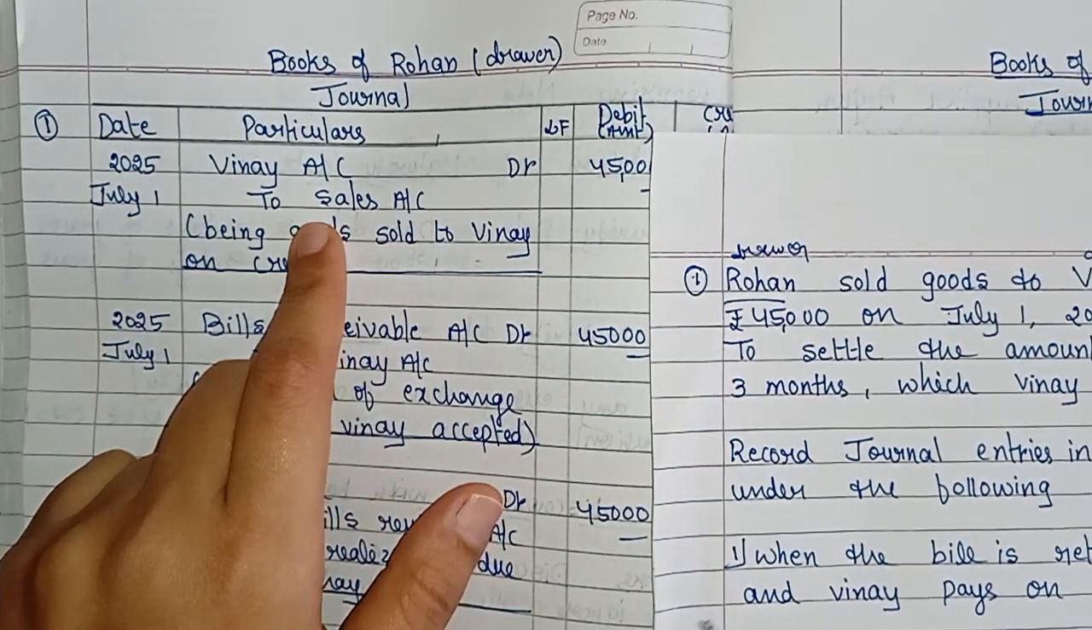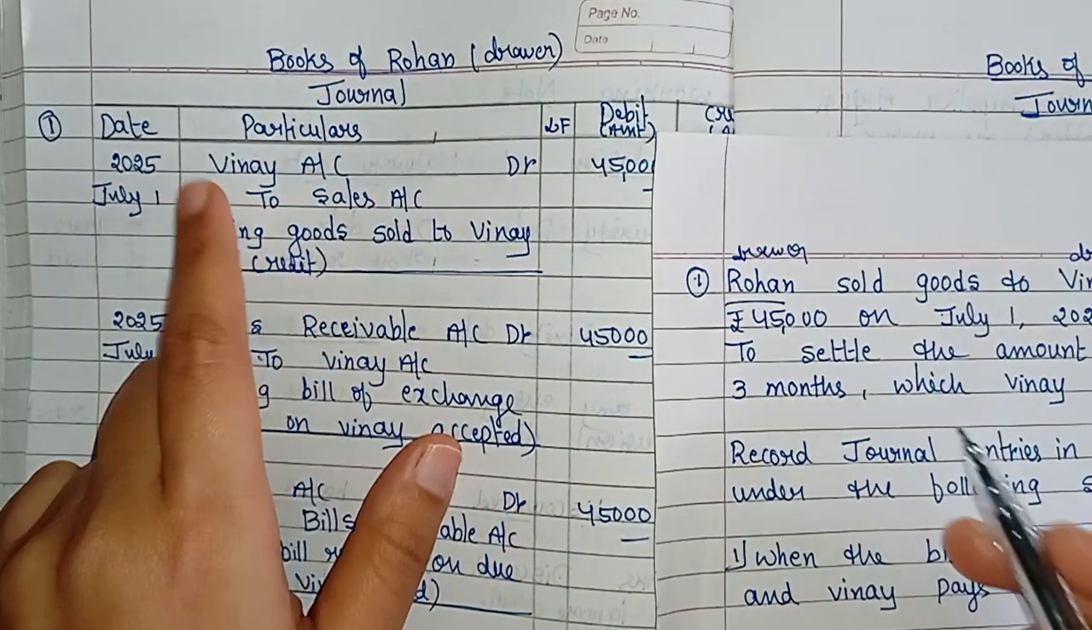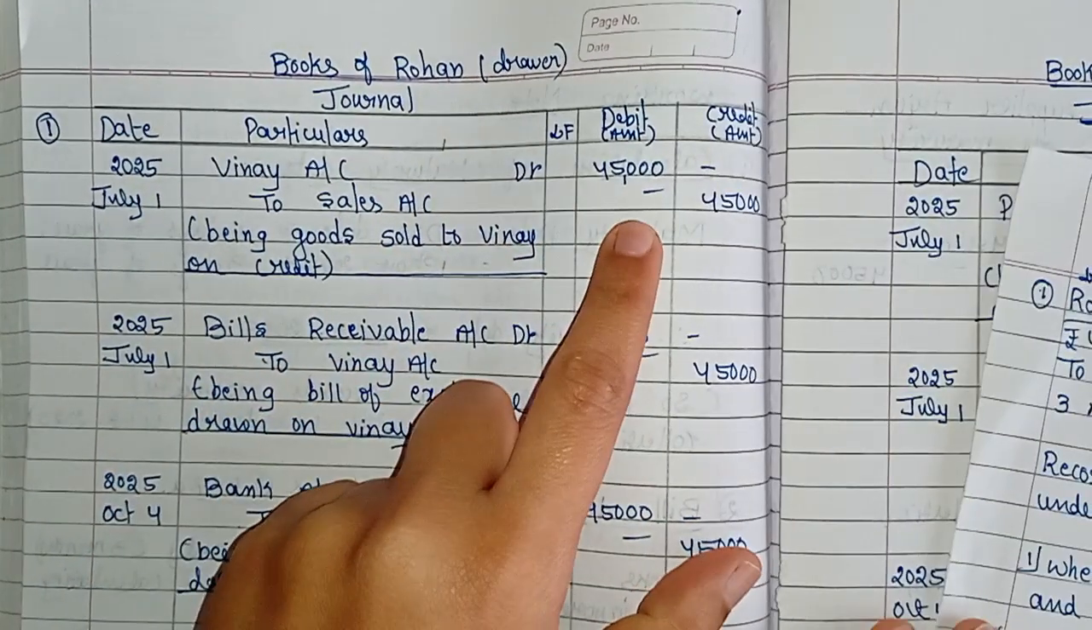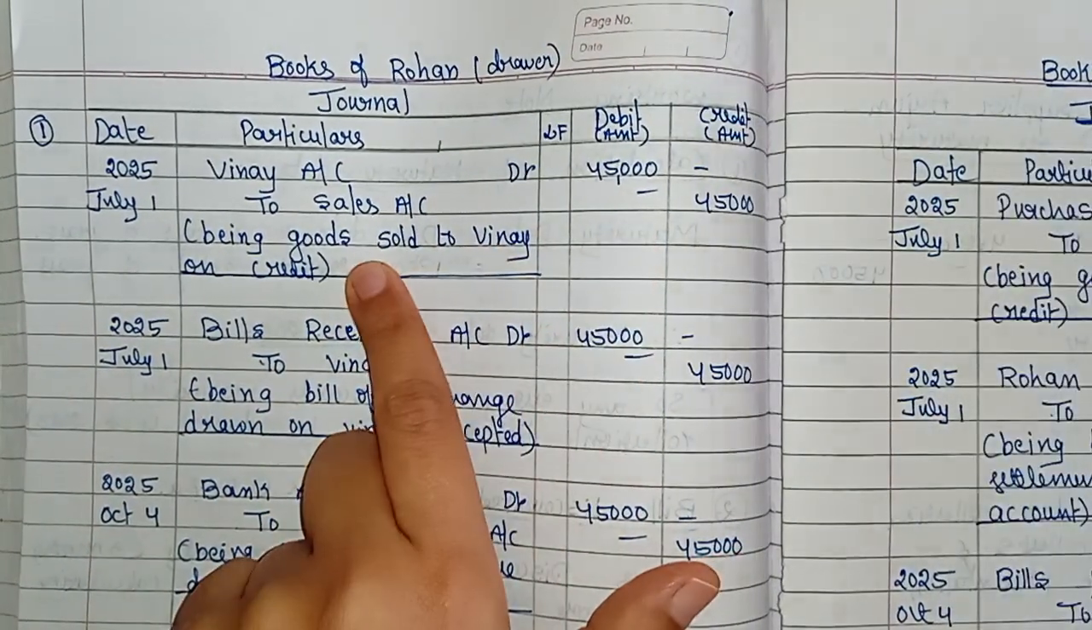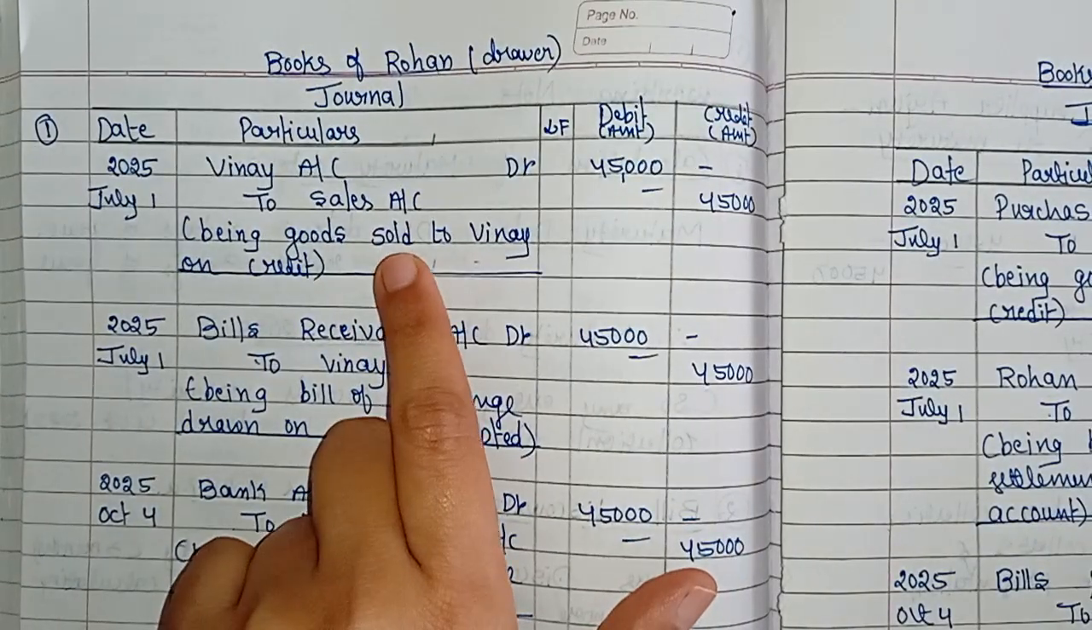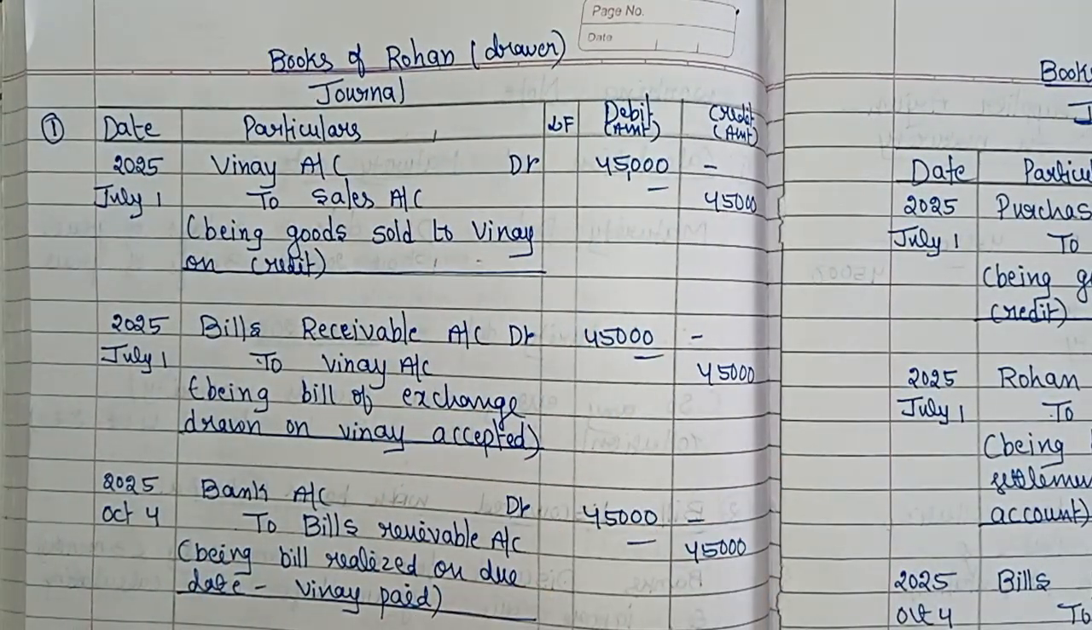So the first entry, when goods are sold on credit, is Vinay account debit to sales account, rupees 45,000, being goods sold to Vinay on credit. Clear?